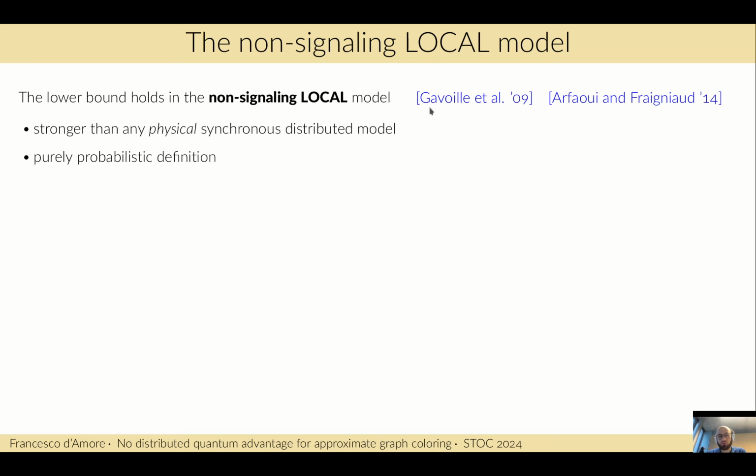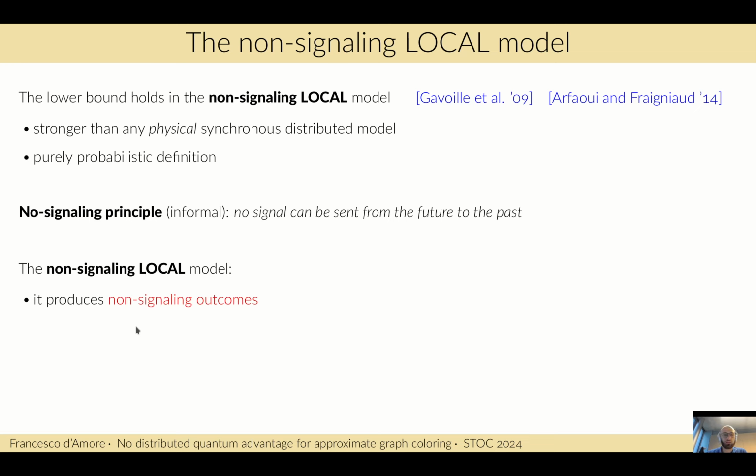It was introduced by Gavoille et al. in 2009 and then analyzed again by Arfaoui and Fraigniaud in 2014. Basically, it's stronger than any physical synchronous distributed model and it has a purely probabilistic definition. So no background in quantum information theory is necessary to understand the model. And the only constraint in this model is the non-signaling principle. Informally, it says that no signal can be sent from the future to the past.